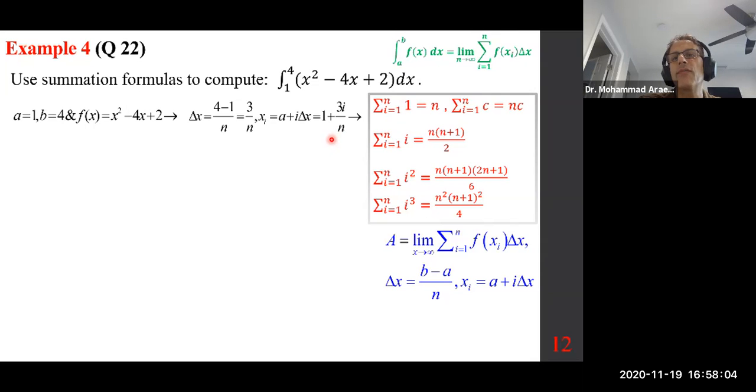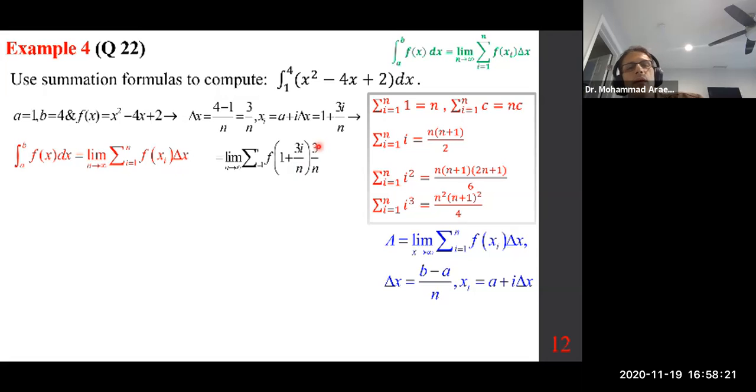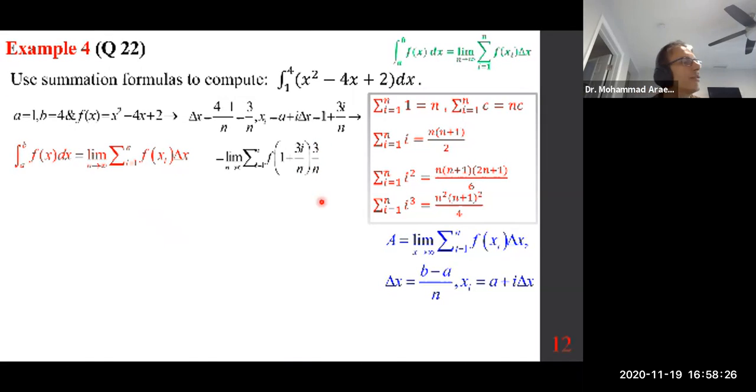Let's go with f of x sub i delta x, which means this class. So I'm looking at f of x sub i. F of x sub i means f of 1 plus 3i over n times 3 over n. And this is what I mean by tedious. It does take a little bit of time to calculate this. So what is f of 1 plus 3i over n? Replace each x with that. Let's do that.